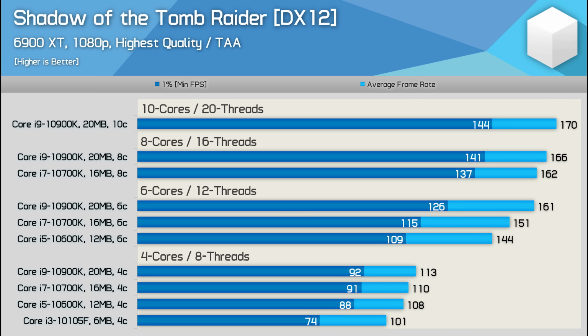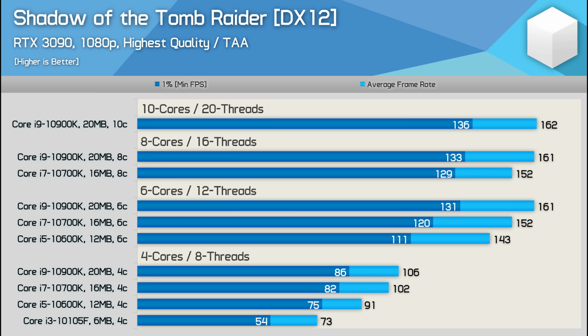Next up we have Shadow of the Tomb Raider, which is another very CPU demanding game, but again, with just 4 cores enabled, the 10th gen CPUs aren't able to take advantage of the extra L3 cache like they are with 6 cores. It's not until the L3 cache is reduced to just 6 megabytes with the Core i3 part that the performance does start to fall away, dropping the 1% low performance by 16% when compared to the 10600K.